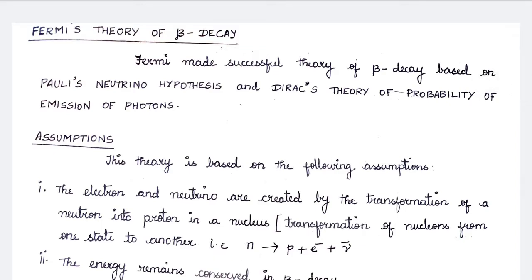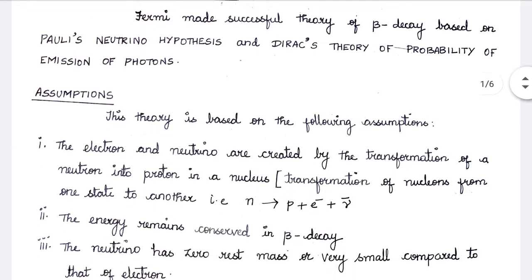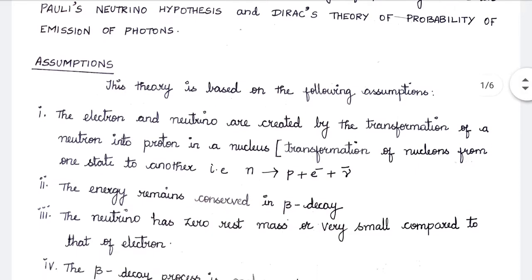Fermi's theory of beta decay. This is the most successful theory which explained beta decay completely. Fermi gave his theory based on Pauli's neutrino hypothesis and Dirac's theory of probability of emission of photons. He made certain assumptions before making his theory.